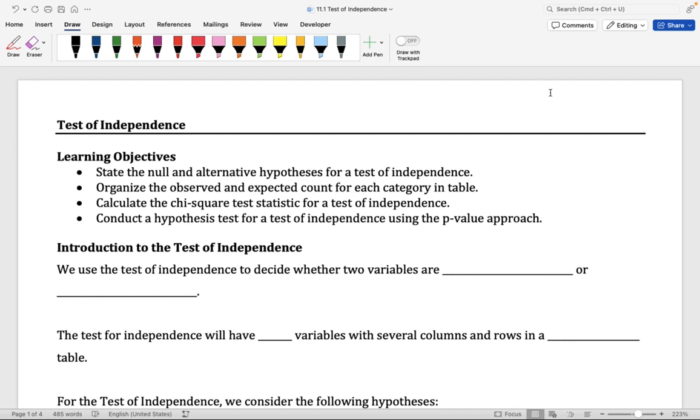You're going to notice that the test of independence and the goodness of fit test are really similar. I will make sure to highlight the differences. Let's start by reading the learning objectives.